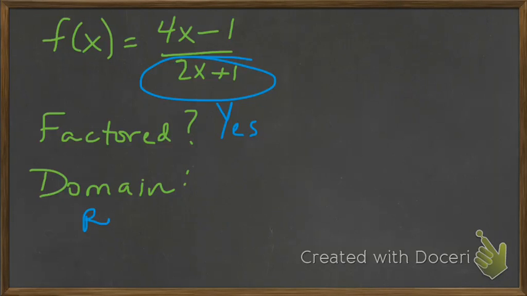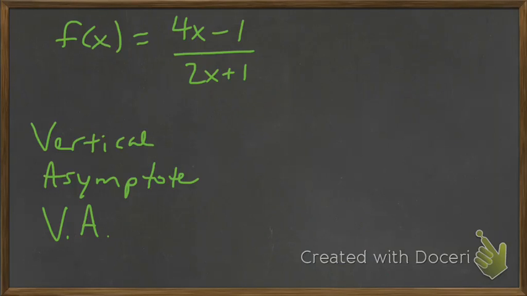We would find the value of x that is restricted from the domain by setting that denominator equal to 0 and solving. Subtract 1 from both sides. Divide by 2. Ooh, negative a half. That is the one value of x you can't have. It is the only value of x restricted from the domain. Okay, keep that in mind. X cannot be negative 1/2.